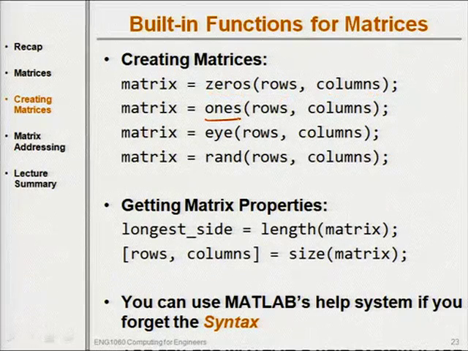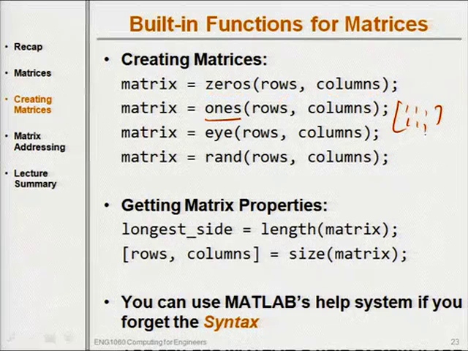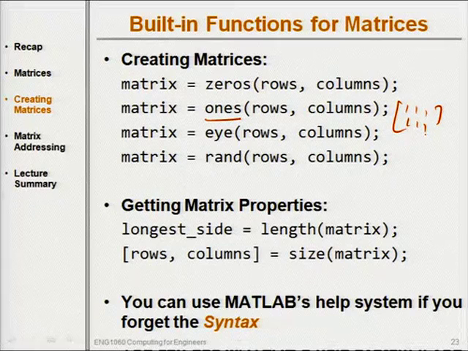Just like we did for zeros, ones will create a matrix of whatever size that contains a bunch of numbers, and every single one is a 1. So by default it's 1, and then as you do the calculation, it replaces the 1.